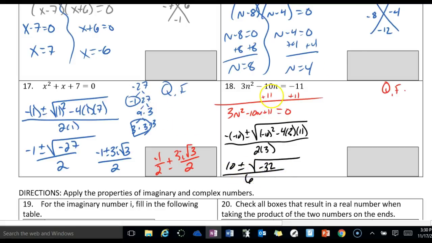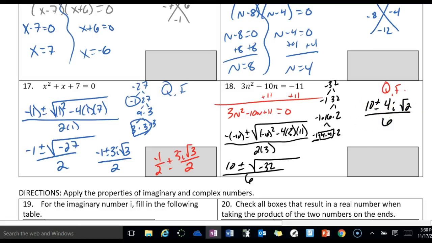Just like we did over here, we've got to simplify negative 32 down to its parts. I like to try to think in terms of perfect squares, so like 16 and 2. And the reason why I like 16 is because it goes to 4 times 4 times 2. Here's your 4 that can go out, so I got 10 plus minus the 4 comes out, my imaginary i comes out, radical 2, and over 6.